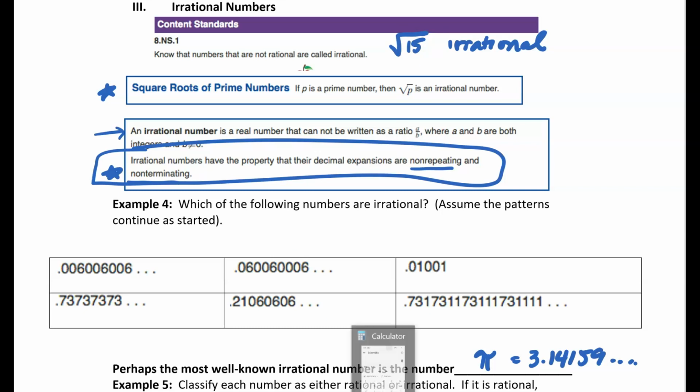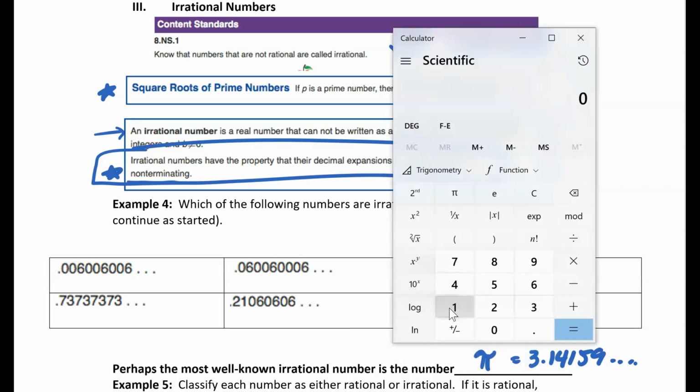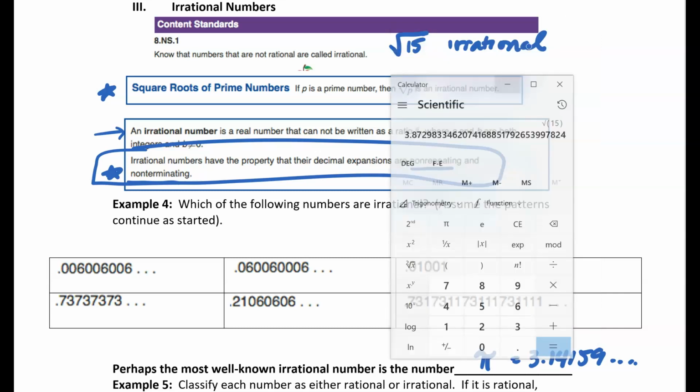Let's do that real quick so we can see what that looks like. With this calculator I have to put the number in first and then this key. Every calculator is different. You can see this number keeps on going, and it stops eventually because the screen is only so big, but it will keep going forever, and it looks like there's no pattern to the numbers, so that means it's an irrational number.